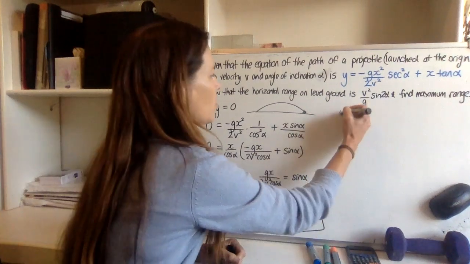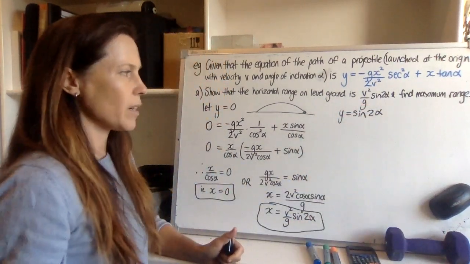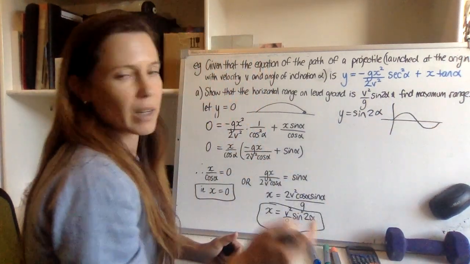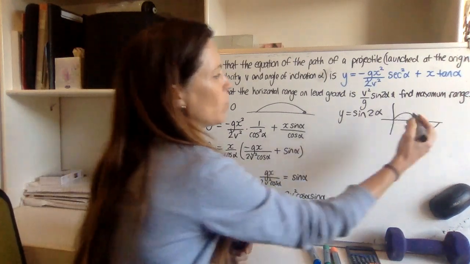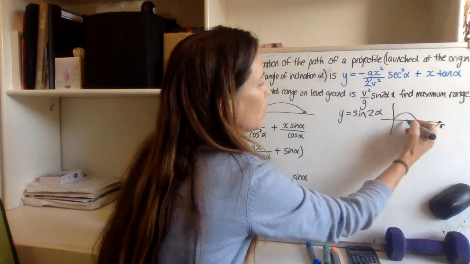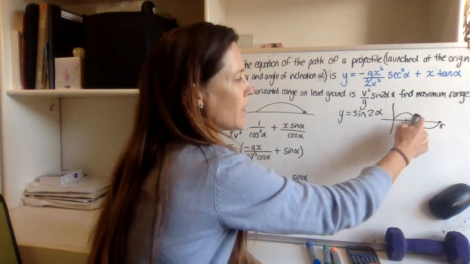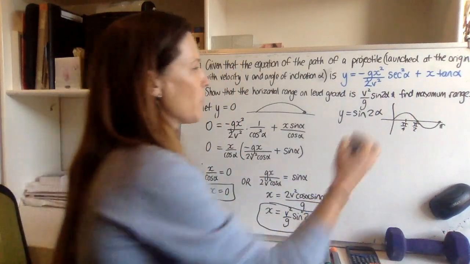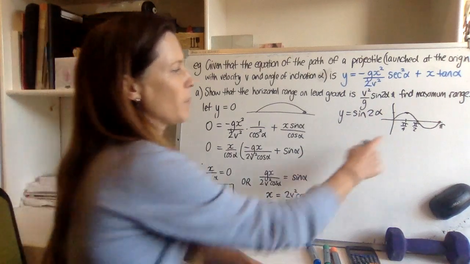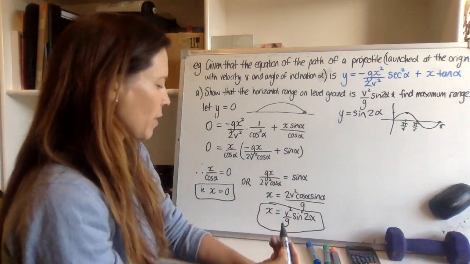So a quick sketch of y equals sine 2 alpha, what does that look like? Well, it goes along like a normal sine curve, and its period is 2 pi over 2, which is just pi, which means that this is pi over 2, and this is pi over 4, or you could be working in degrees here and saying this is 180, this is 90, this is 45 degrees. We can see that we get the highest value for sine 2 alpha when alpha equals 45 degrees.